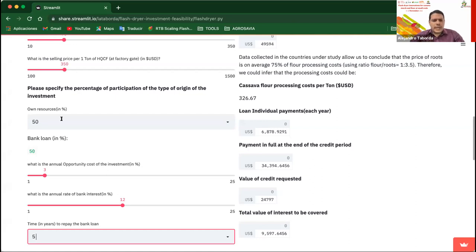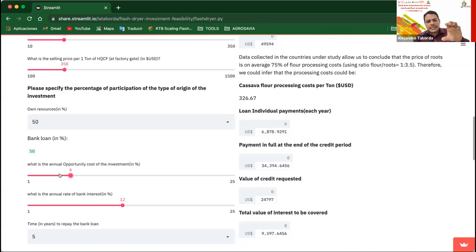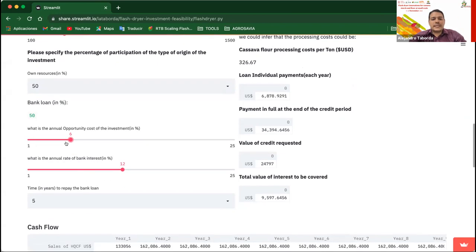So the opportunity cost is that percentage or profitability that you expect to have in this business. This could be the minimum that you expect to get, apart from the profitability of the business or the cassava flour processing. It is the percentage that this business provides as an opportunity, because you can use this budget for another business. So this is different from the interest of the bank loan.